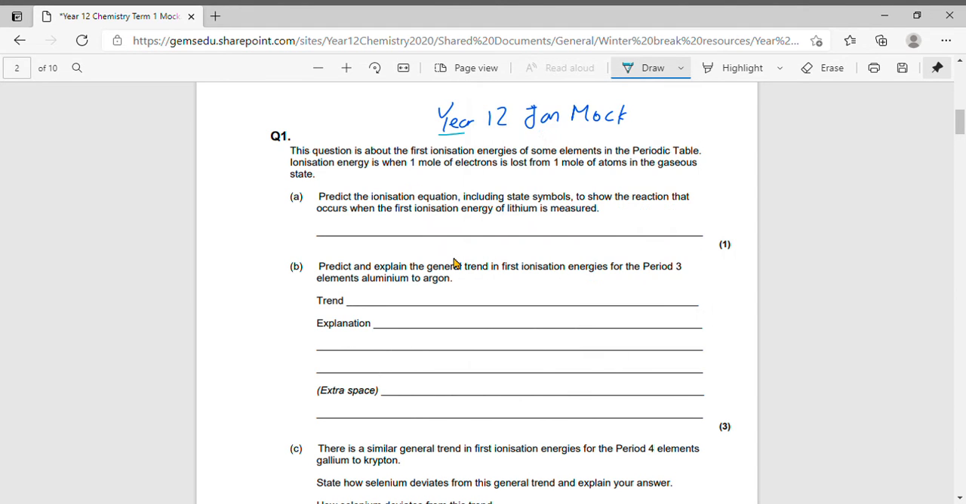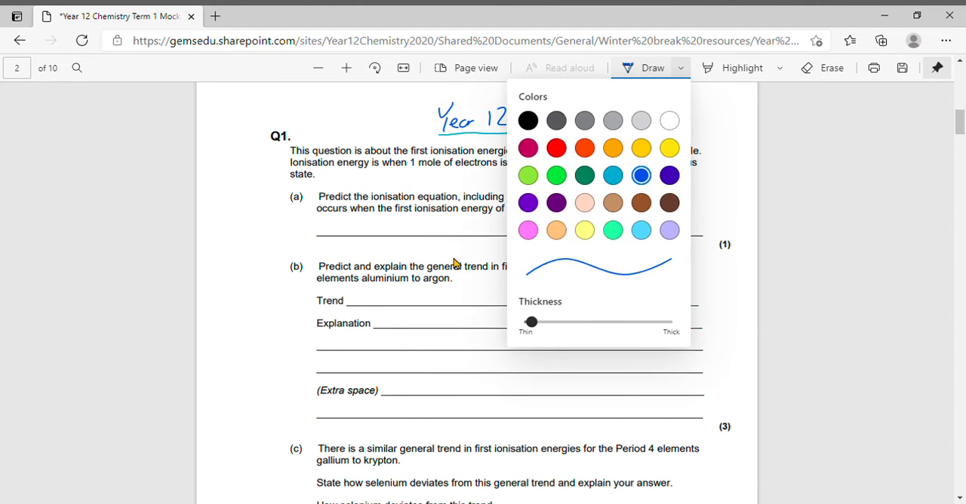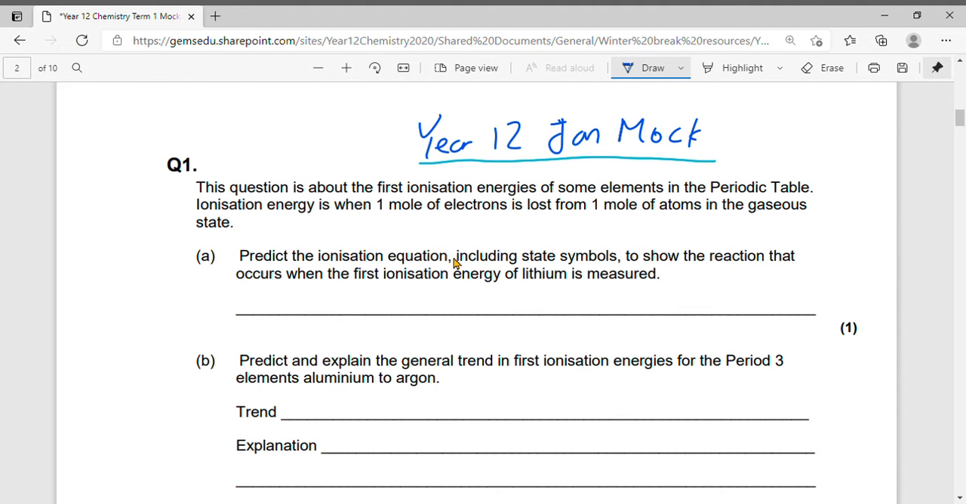So, let's get started. First question. Predict the ionization equation, including state symbols, to show the reaction that occurs when the first ionization of lithium is measured. Lithium, gaseous state, becomes lithium ion plus an electron.